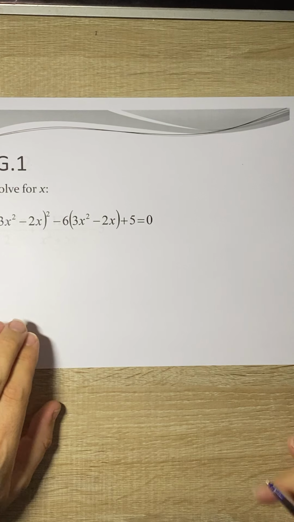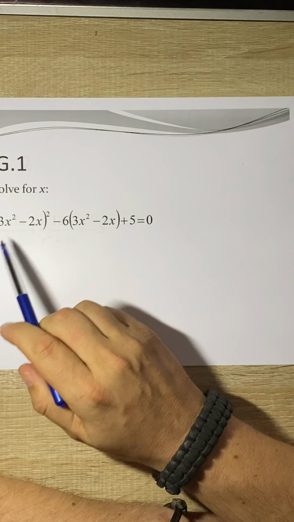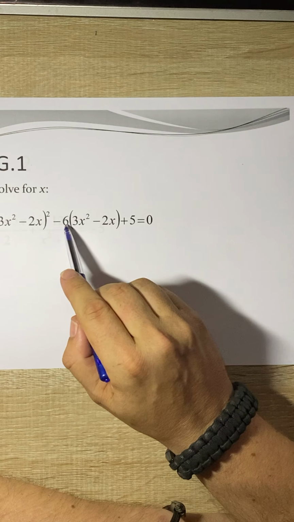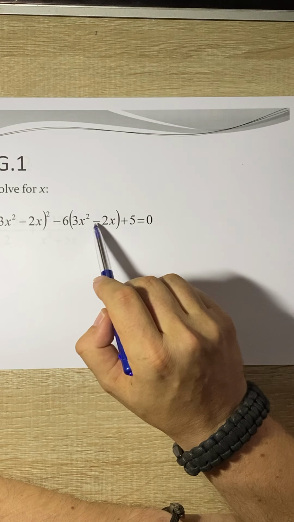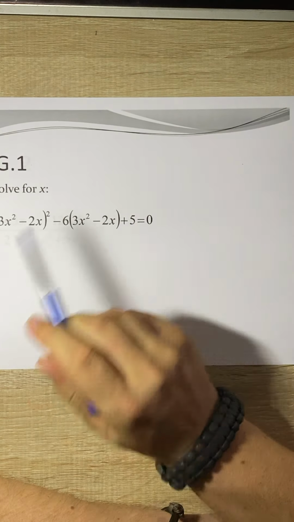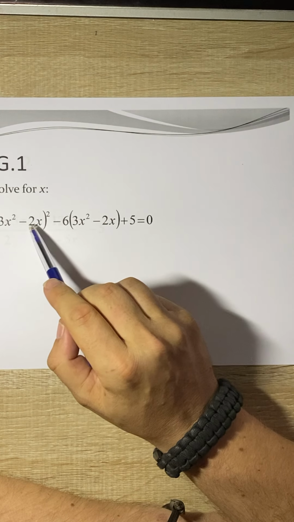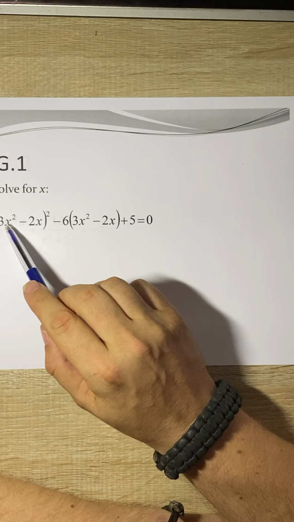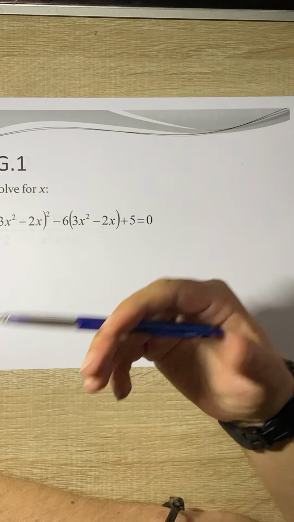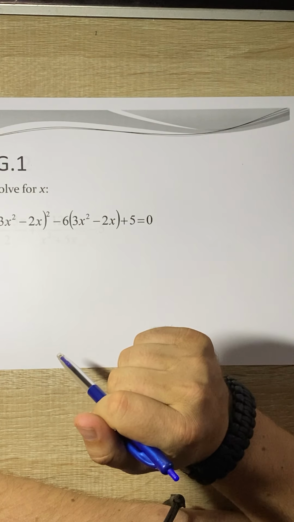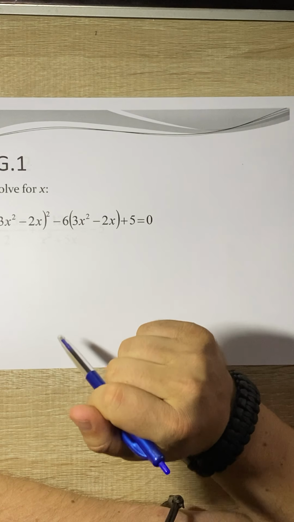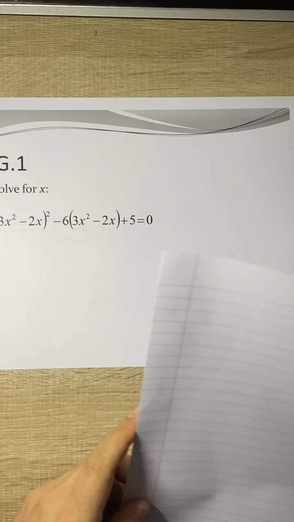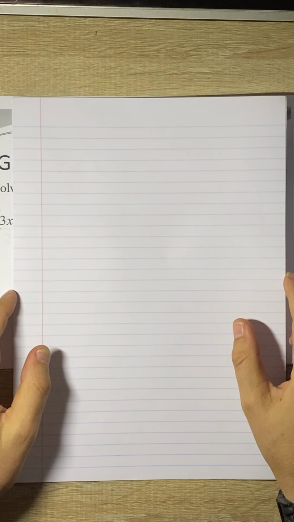Example 1, solve for x. You have (3x squared minus 2x) all squared minus 6 times (3x squared minus 2x) plus 5. Now, as you can see, this would be complex because you would have to square this out, so you'd have to FOIL it and you'd get x to the 4. You don't know how to solve an equation that has x to the power 4 yet. So what we're going to do is use the substitution method.